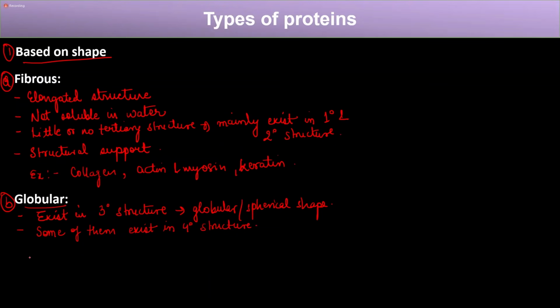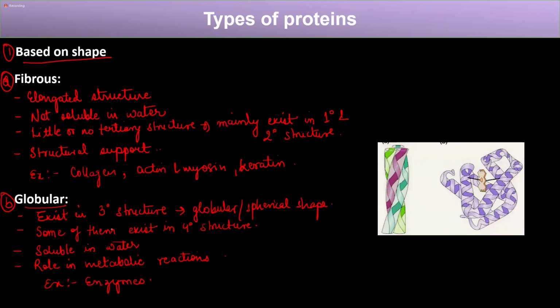Then these proteins are soluble in water. And their main role: like fibrous protein has the main role in structural support, these proteins have the main role in metabolic reactions. One example is enzymes. Most enzymes are proteins, and these are globular in nature.